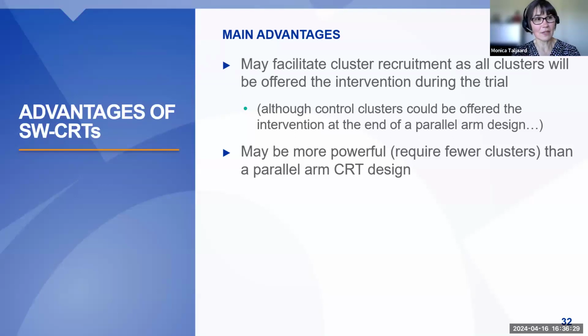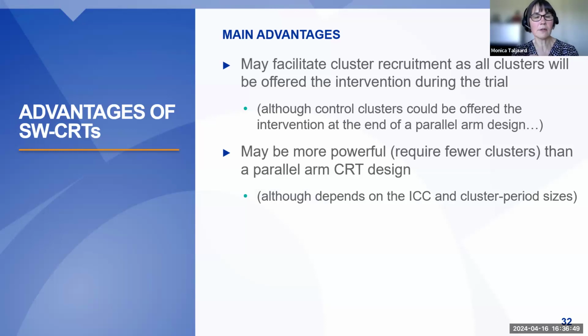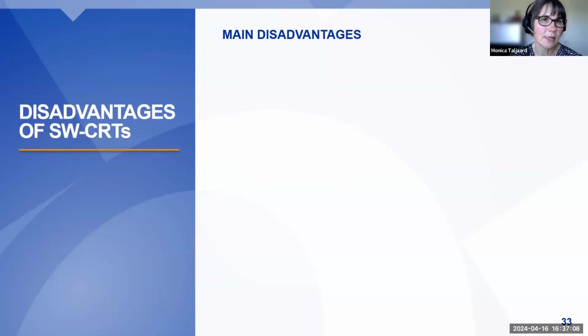The second advantage, and this one is really difficult to argue against, is that with a stepped wedge, you may get more power for the same number of clusters. So you may need fewer clusters to participate in a stepped wedge than in a parallel arm design. This is almost always the case, although I must say it's not always the case. It also depends on the ICC and the cluster period sizes. The difficulty here is that we often don't accurately know the ICCs at the design stage. So everything is a little bit tentative at this stage.